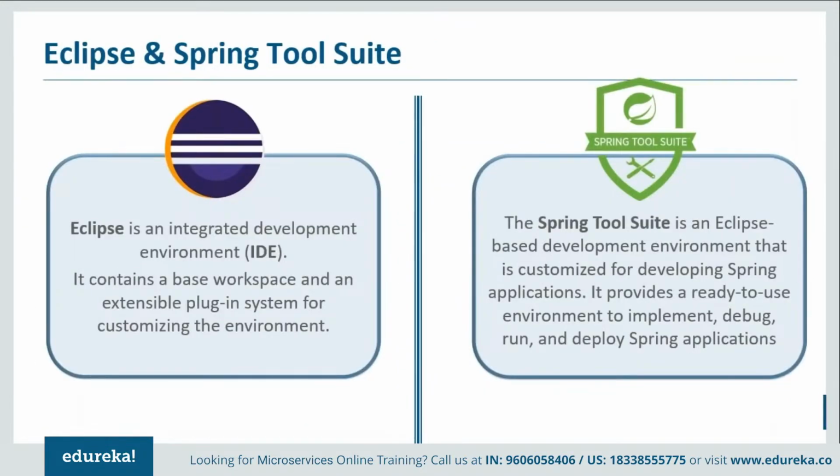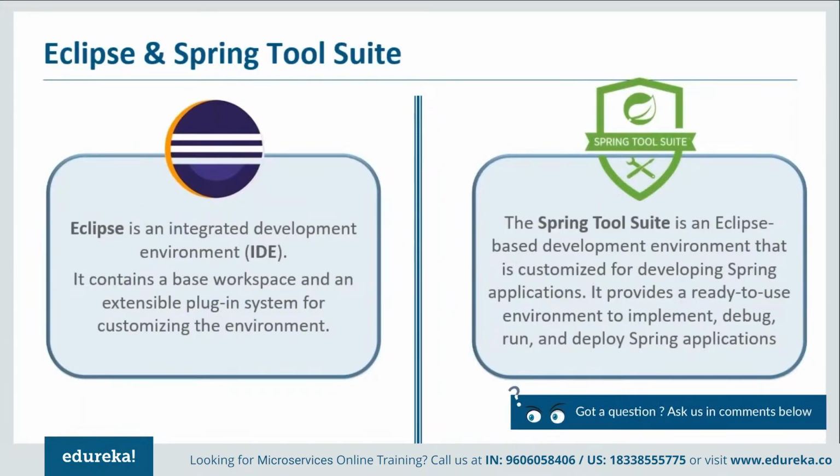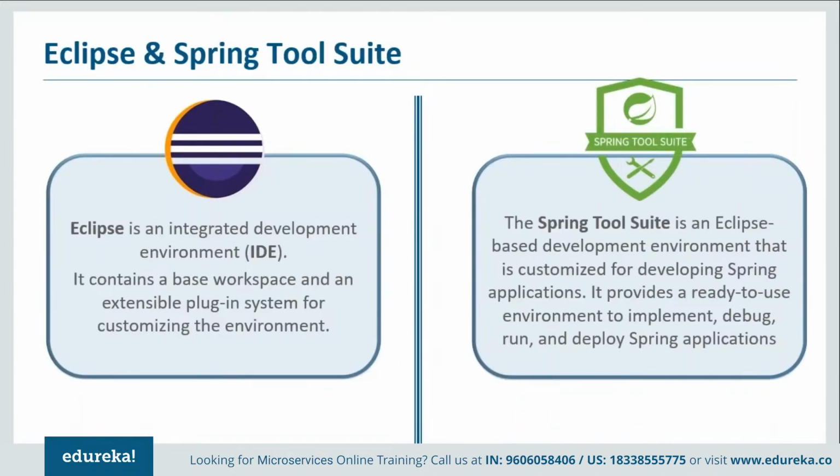Before we get into how to download and install Eclipse and use the Spring Starter plugin in it, let me just brief you a little bit about Eclipse and the tool we're going to use. Well, Eclipse is an integrated development environment containing a base workspace and an extensible plugin system for customizing the environment. So basically, you can deal with various kinds of projects like web-based projects, Android applications, software projects, and others. Coming to the Spring Starter plugin, that is the Spring Tool Suite, it is an Eclipse-based development environment that is customized for developing Spring applications. So it is basically a ready-to-use environment to implement, debug, run, and deploy Spring applications.